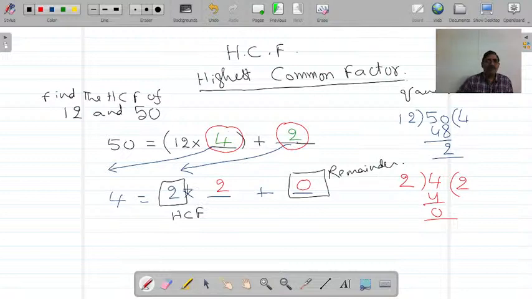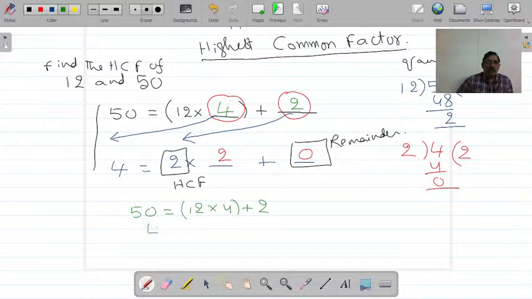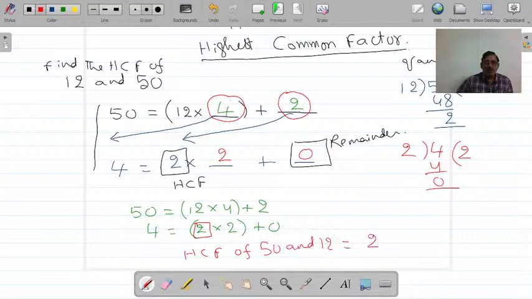So simply we write it in 2 steps. How do we write the 2 steps? I will show you. Only in 2 steps we write this. Step 1: 50 is equal to 12 into 4 plus 2, and step 2: 4 is equal to 2 into 2 plus 0. Now you can see that this is the HCF. So the HCF of 50 and 12 is equal to 2.